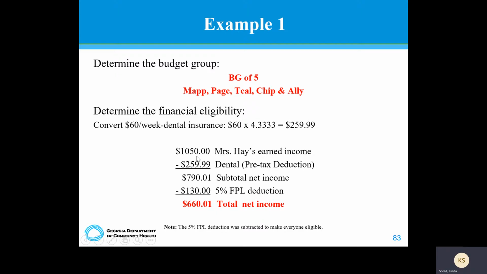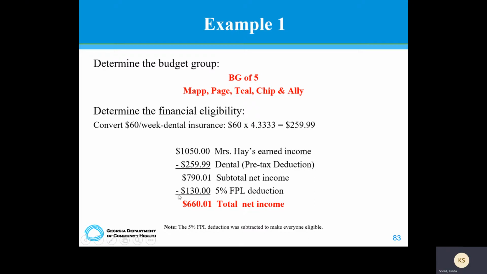So her income is $1,050, and we're going to subtract that $259.99. And once we subtract that, we got $790.01. So what we're going to do is take this subtotal net income and compare it to the income limit chart for parent caretaker for a budget group of 5. The income limit for a budget group of 5 for parent caretaker is $752. Right now, they're over that amount because their income is $790.01. So they're over that amount.